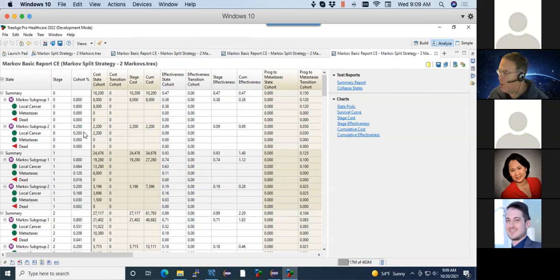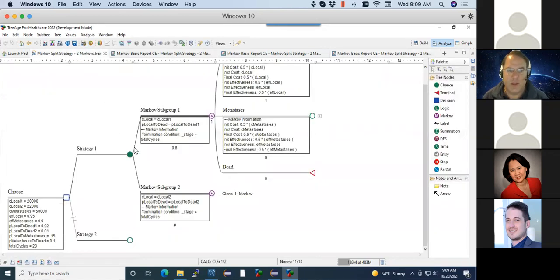And it doesn't have to be subgroups. It could be split off in any way. People who have a successful surgery go into one Markov process and have a failed surgery go into a different Markov process. It doesn't matter why they split. What we're talking about is that the strategy split for whatever reason, in this case, an 80-20.